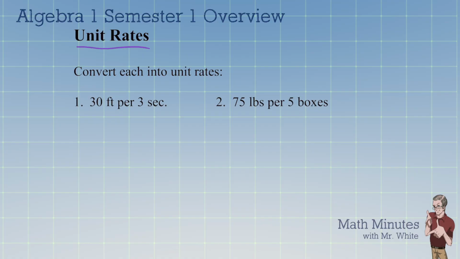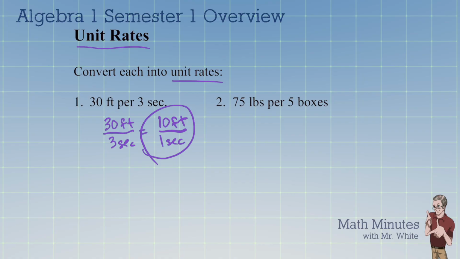So converting into unit rates is really easy, folks. All you do is actually do the division. So 30 feet in 3 seconds. We want to know how many feet in 1 second. Well, that's pretty easy. If you divide it out, it's 10 feet per second. This would be called the unit rate.